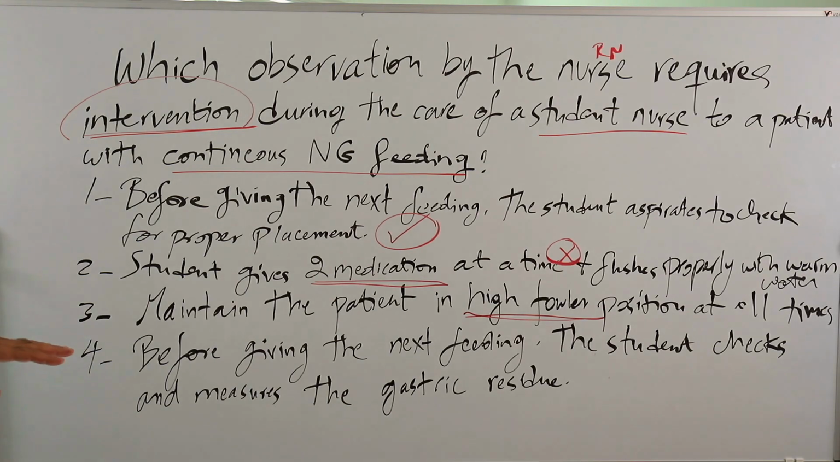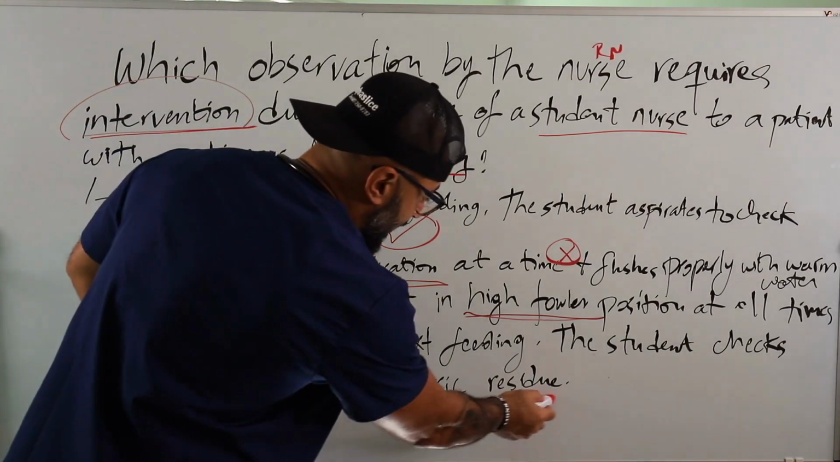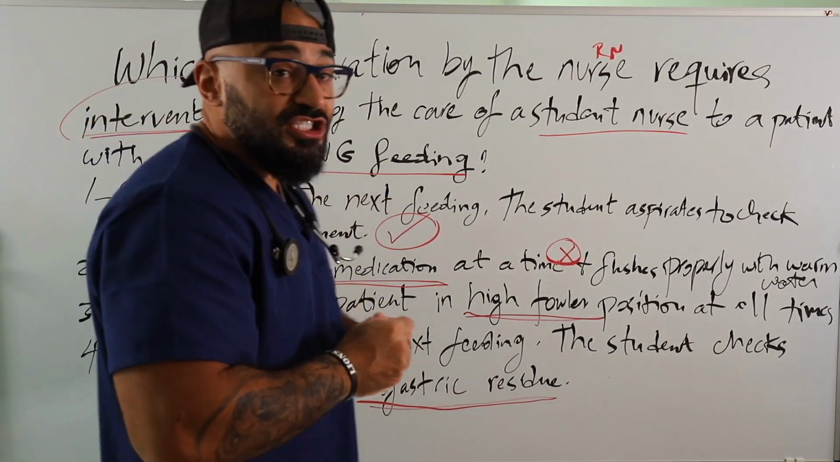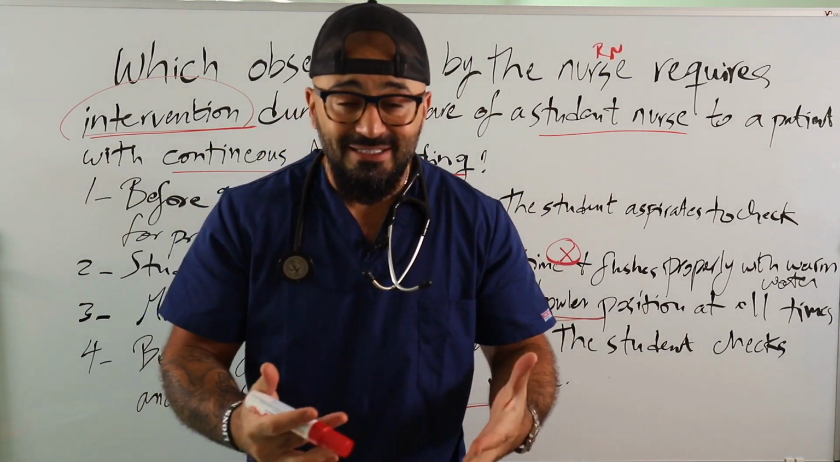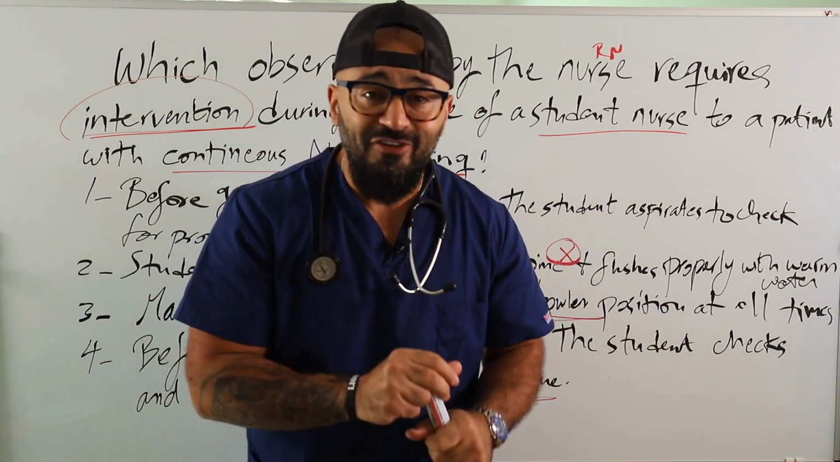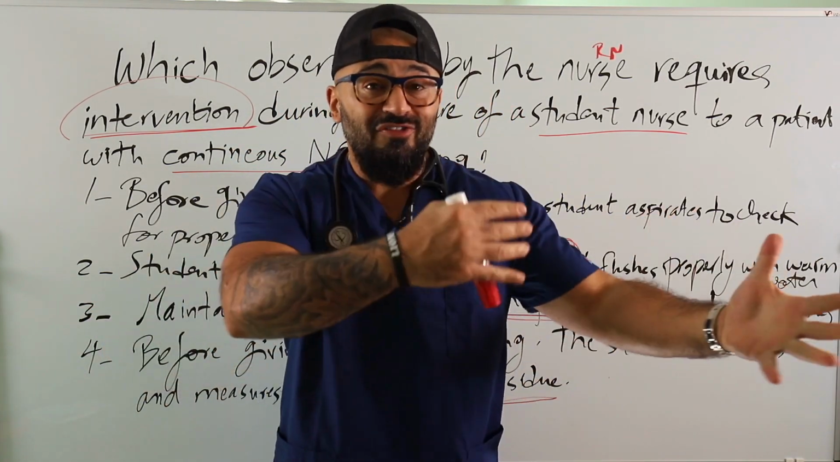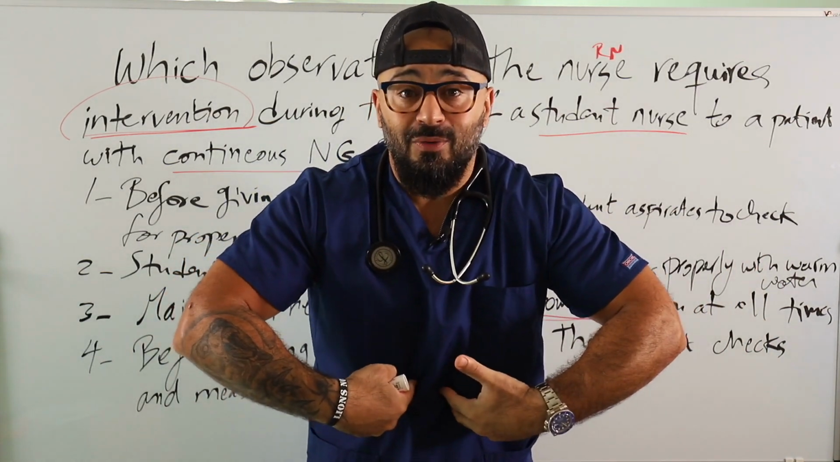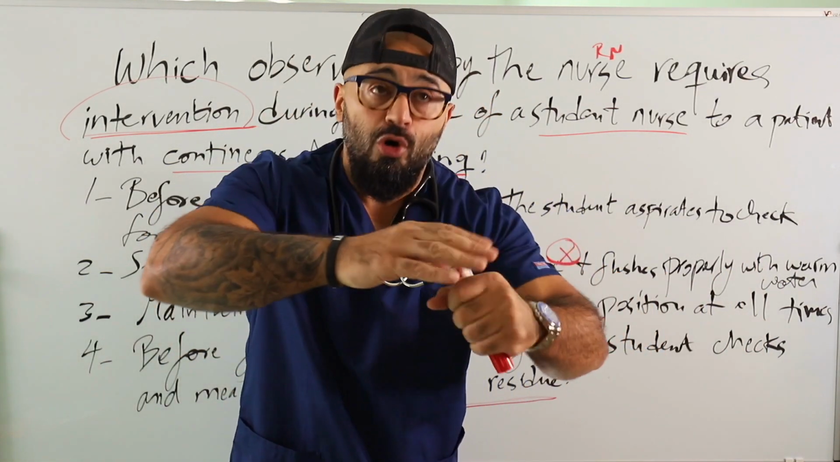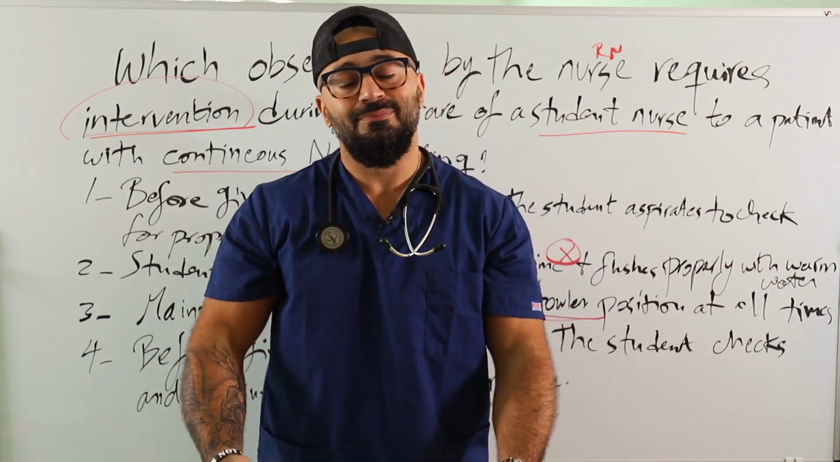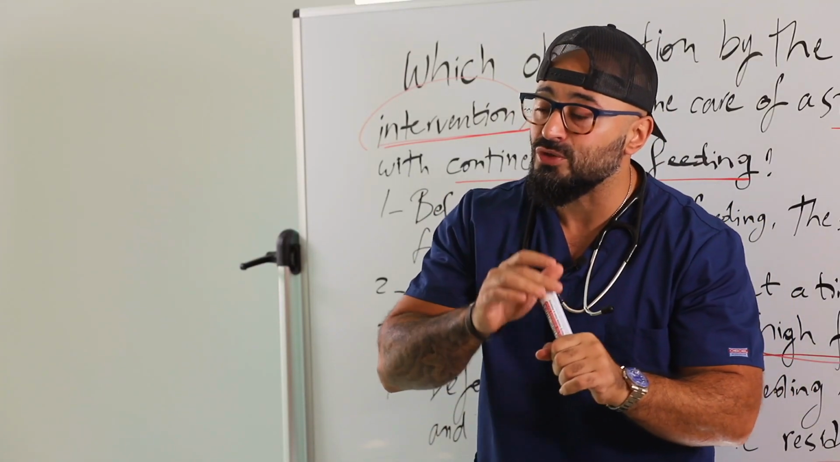Option number 4, before giving the next feeding, the student checks and measures the gastric residue, right? So they are measuring the gastric residue, which is definitely a good practice. What do you want to do before every feeding? What if the previous feeding is still sitting in their stomach, right? And then you're feeding them more. So of course you've got to check residue in the stomach.